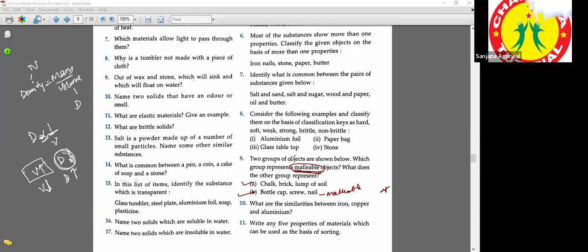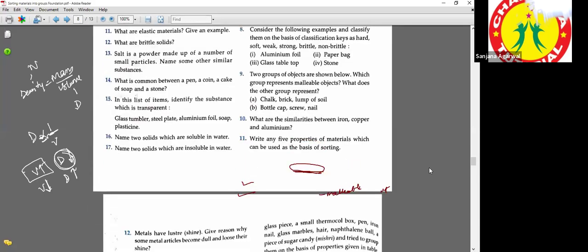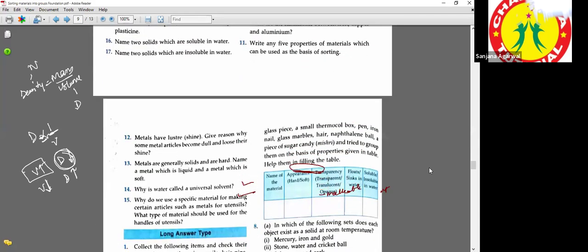10th and 11th are left, okay? Anyways, you please revise the chapter properly. I'll be sharing a few more questions for today for you to practice, okay? Okay, we'll meet soon.